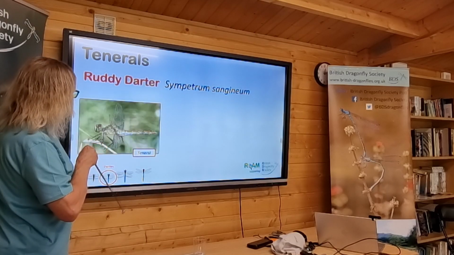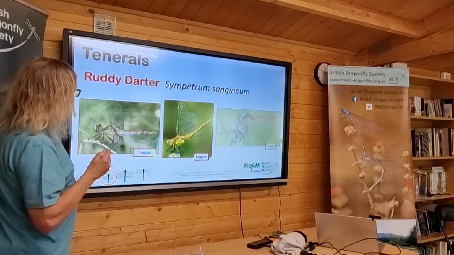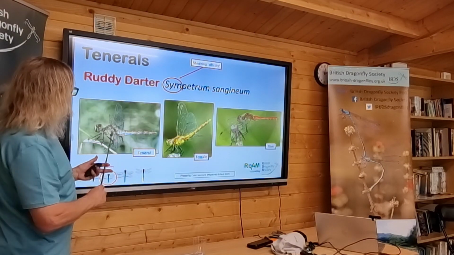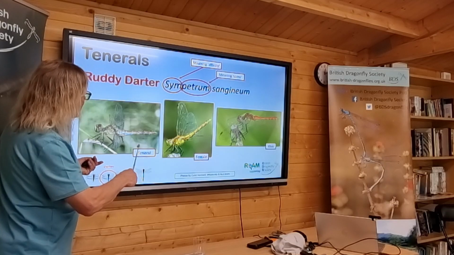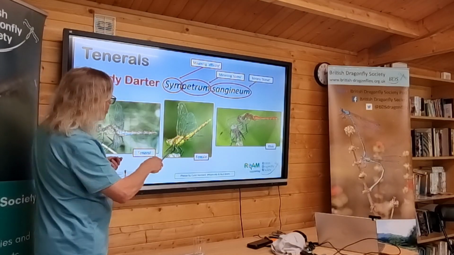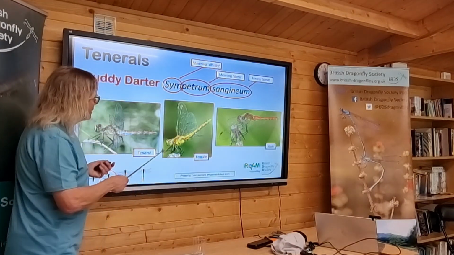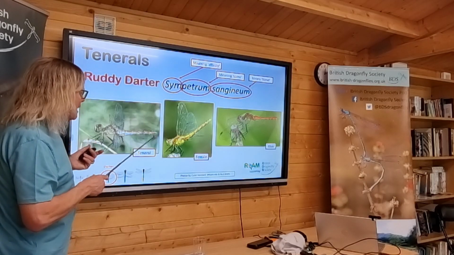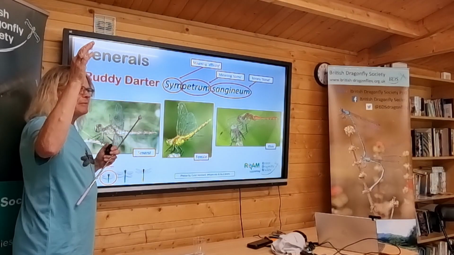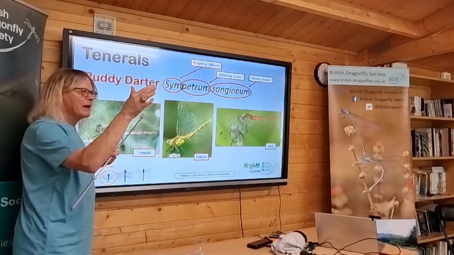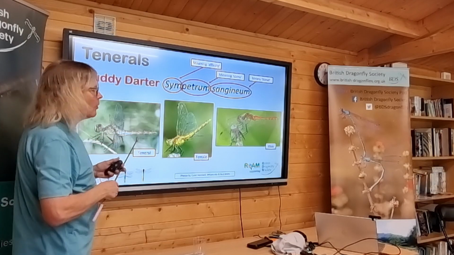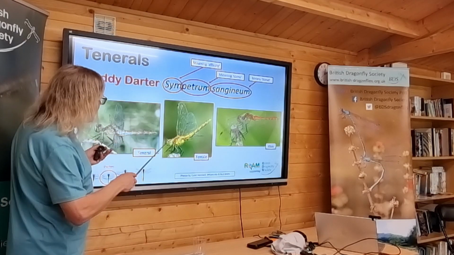The ruddy darter, again, as you can see in the teneral and the female, very, very similar, although the ruddy tends to be quite bright in the female. It can be quite bright, but again, it depends on diet, it depends on light refraction, if the sun's on it or if it's dull. They can look slightly different, or how old they are, can vary a lot.